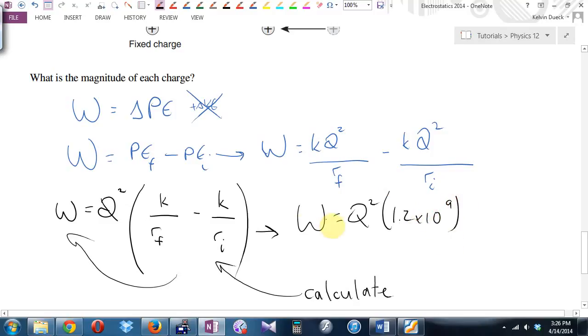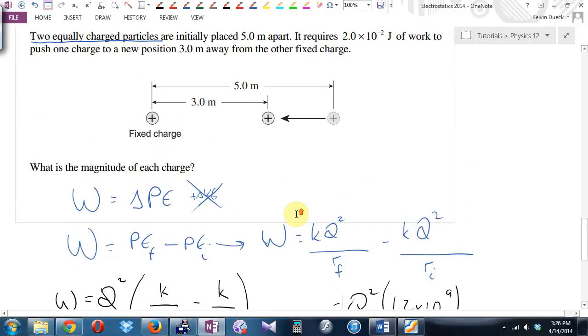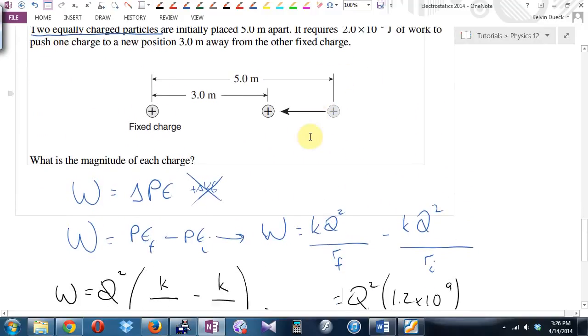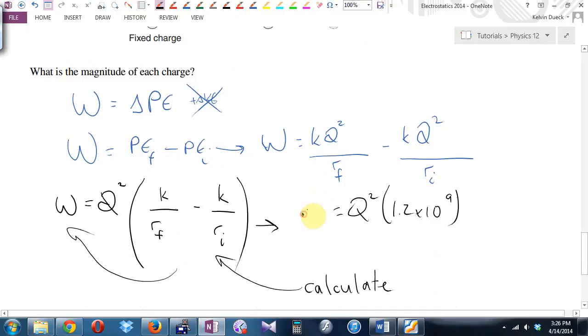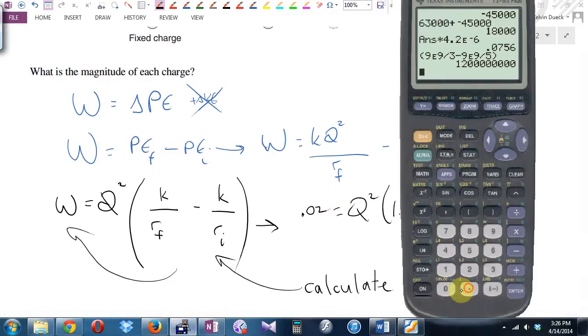Oh, and you know what? The work, instead of writing W, what did it say in the question? It said the amount of work was 2 times 10 to the negative 2. The amount of work is 0.02. How would I get the Q by itself now? Yeah, 0.02 divided by that there thing, and then square root. Oh, hey, conveniently, 10 to the negative 6, 4.1 microcoulombs, isn't it?